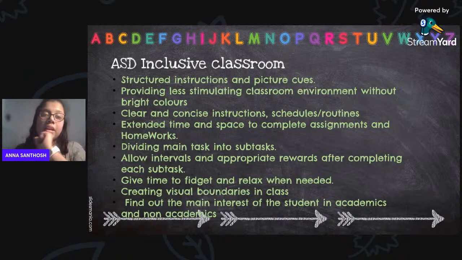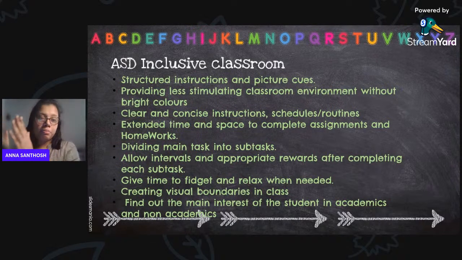And now, talking about the ASD inclusive classroom, autism spectrum disorder, again, the same clear structured instructions and picture cues, providing a less stimulating classroom environment without bright colors and noises, and clear and consistent lesson schedules or routines. I think you might know that students with autism love to follow certain repeated patterns or a routine. So if any change happens to that routine or pattern, they might feel disturbed or anxious. So it's always good to have a clear-cut routine or schedule and to follow that in your classroom, so that the child also feels secure and relaxed, and can sit in your classroom and enjoy the learning.